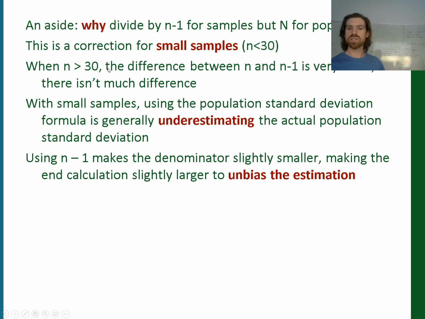When n is large, the difference between n and n-1 is very small, so it doesn't really matter so much. But it does matter with small samples. Generally, I don't really like working with small samples anyway for exactly this issue, which is that you start to get strange answers. You're not always sure how representative your data are.